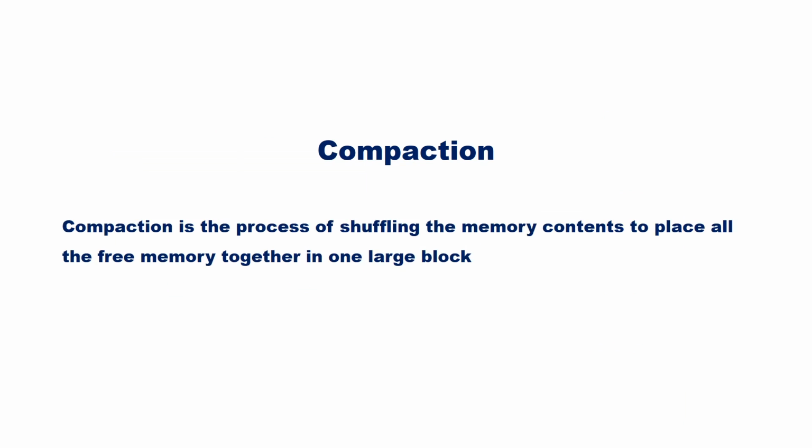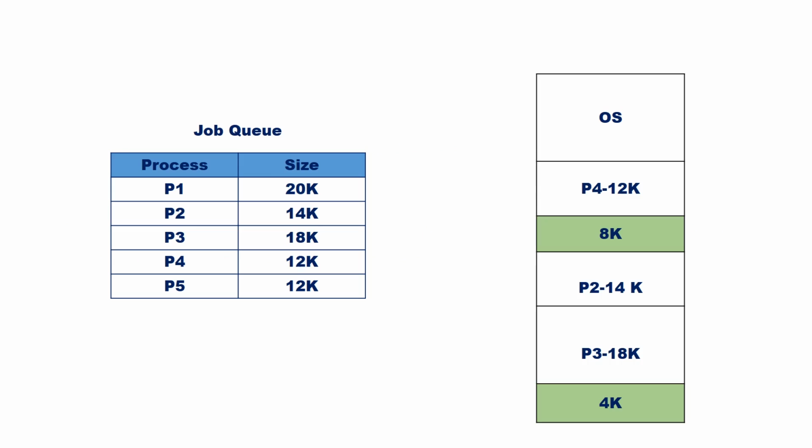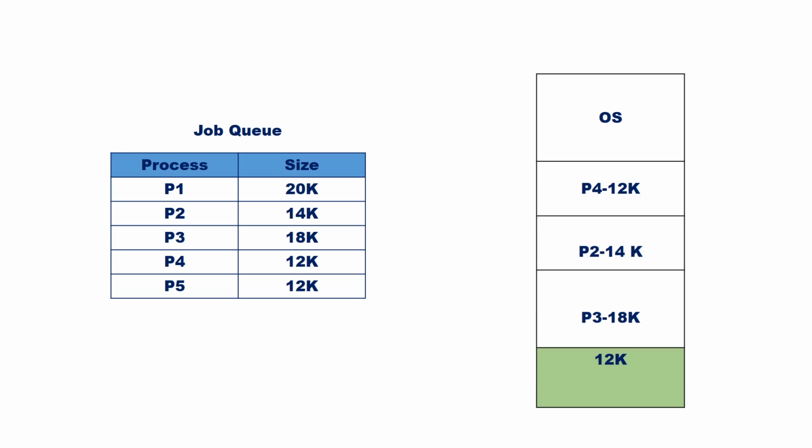Compaction is a solution for external fragmentation. Compaction is a process of shuffling the memory contents to place all the free memory together in one large block. For example, using compaction, 8K and 4K can be merged together to form a hole of 12K. Now, this hole can be allocated to P5.